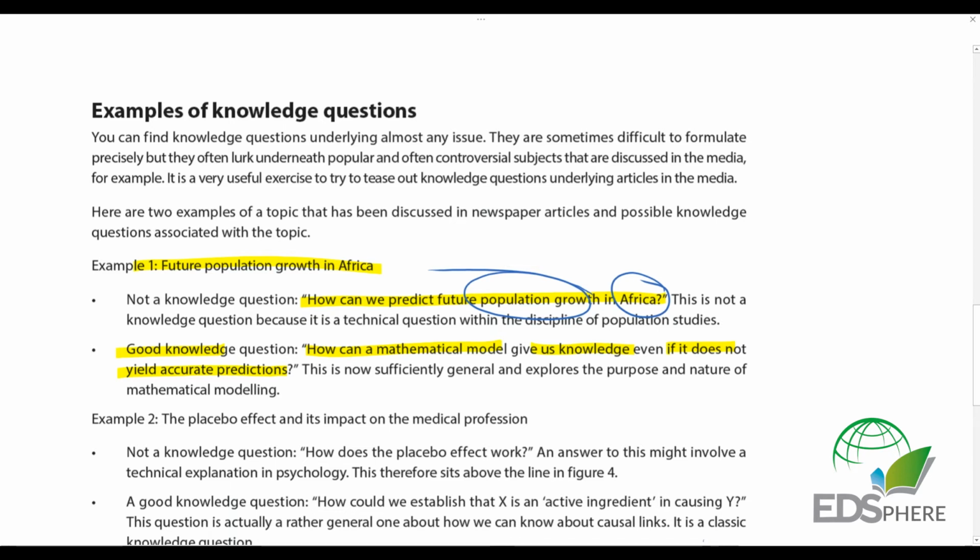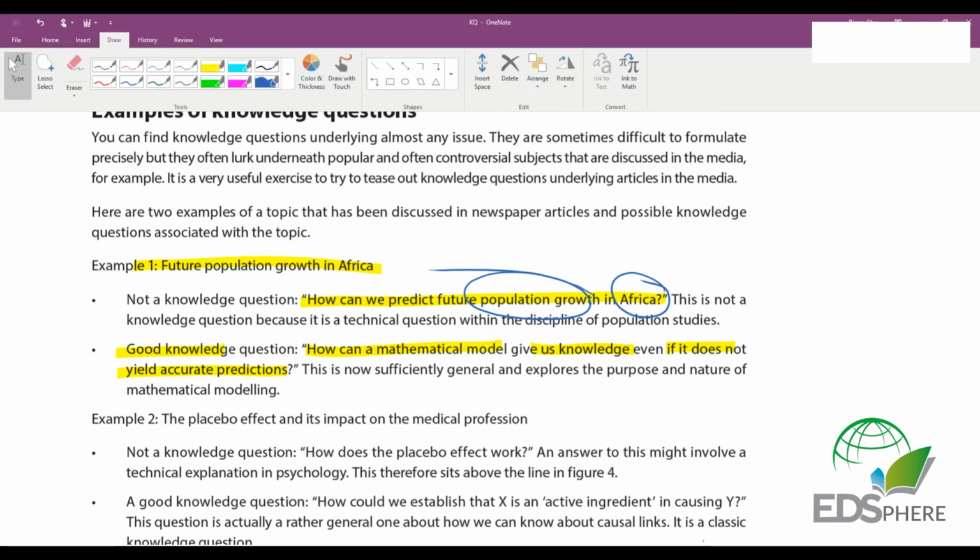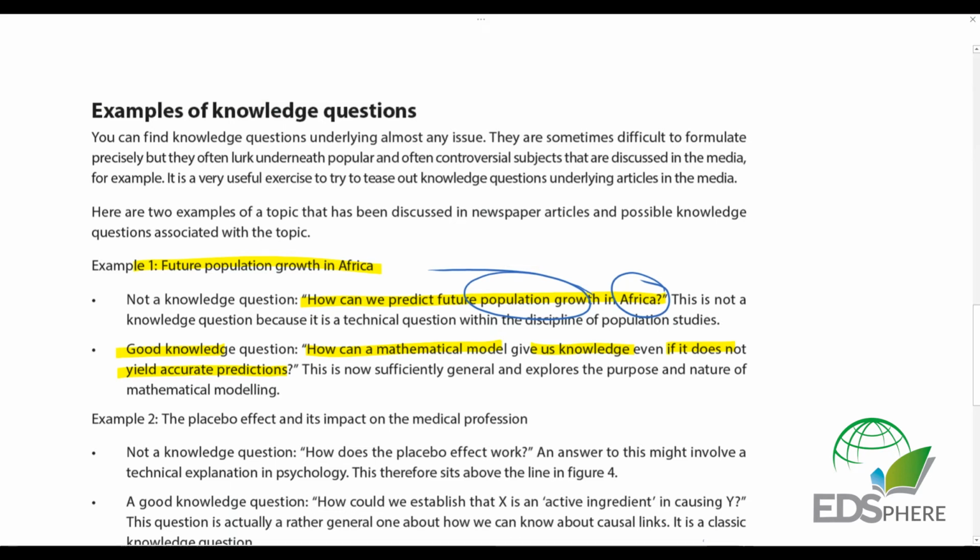Okay, so my first tip is this. Actually, it's not my first tip, but one of my tips is this. Can you see the word here? Knowledge. Try to include the word knowledge in your knowledge question because it actually does help. Is there an exception? Of course there's an exception. Do you have to? Of course you don't have to. But if you're stuck in writing a knowledge question, try to put the word knowledge in a knowledge question and most likely you'll be able to form one.